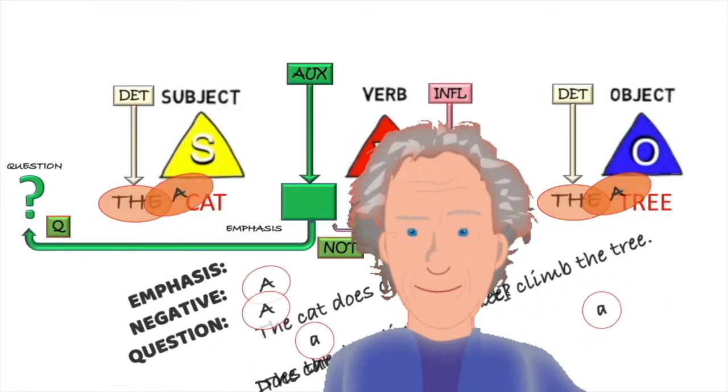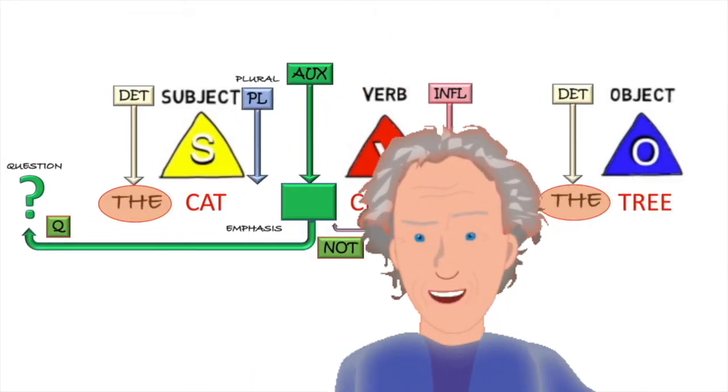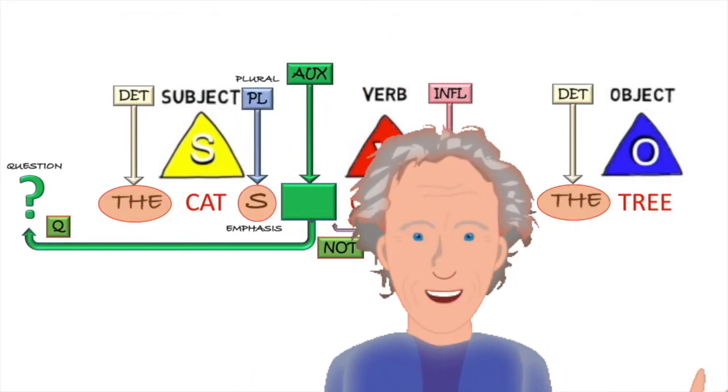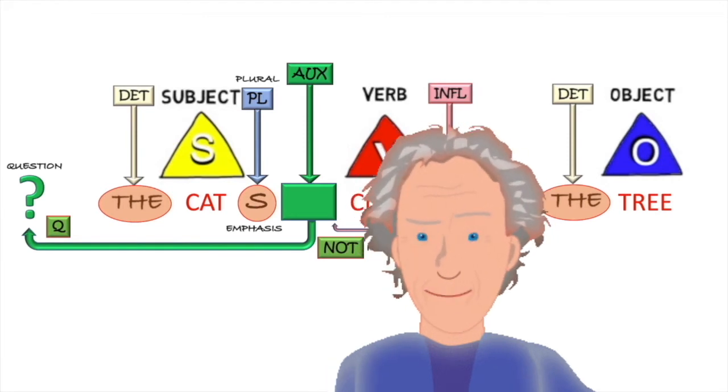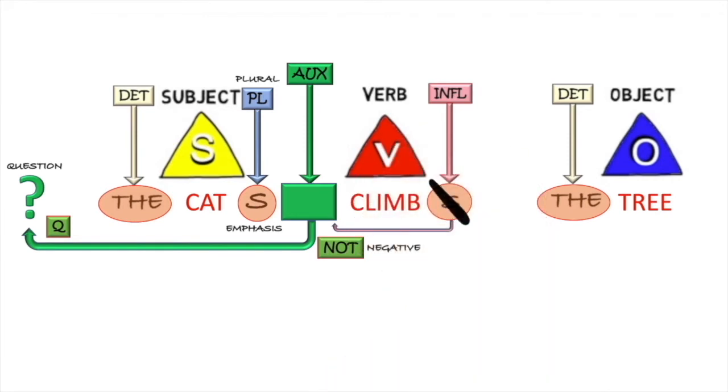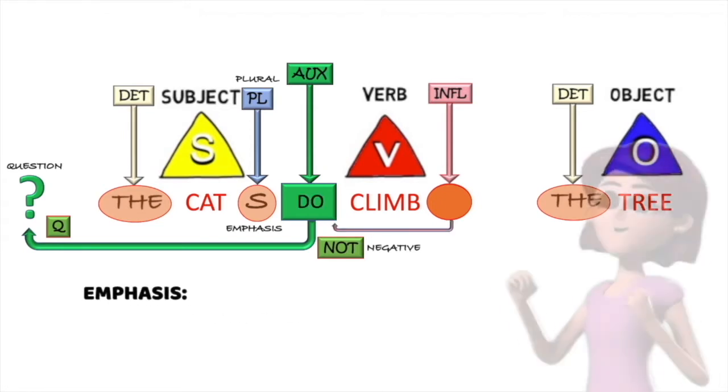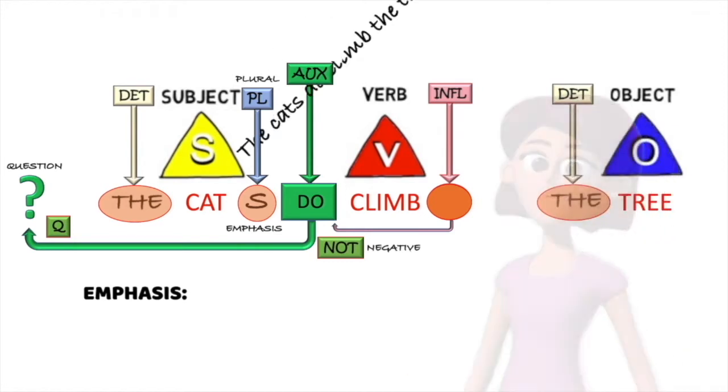We also learned that we can make the noun plural, so cat can become cats. More than one cat. When we do that, the verb changes. It doesn't need an S on the end anymore. So when we bring in the auxiliary do, we don't need to add the inflection on the main verb because there is no inflection. We can leave do as it is and show emphasis by saying, The cats do climb the tree. That's right.